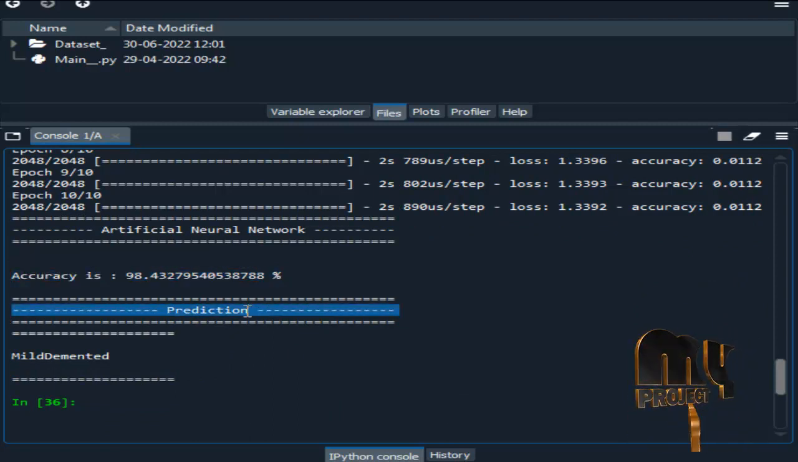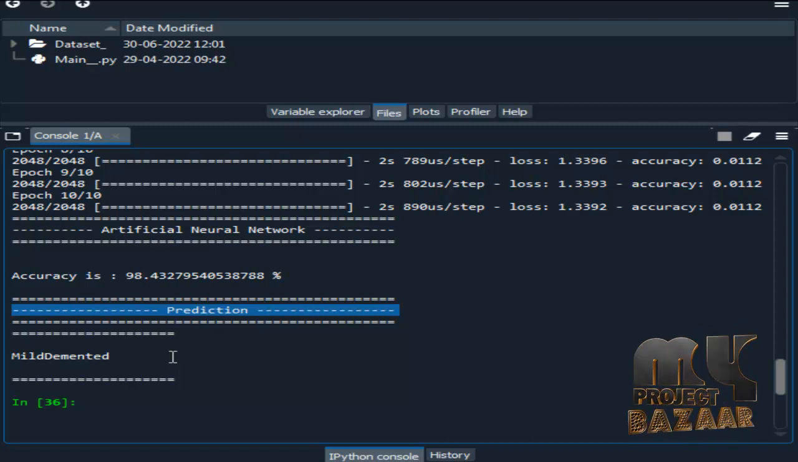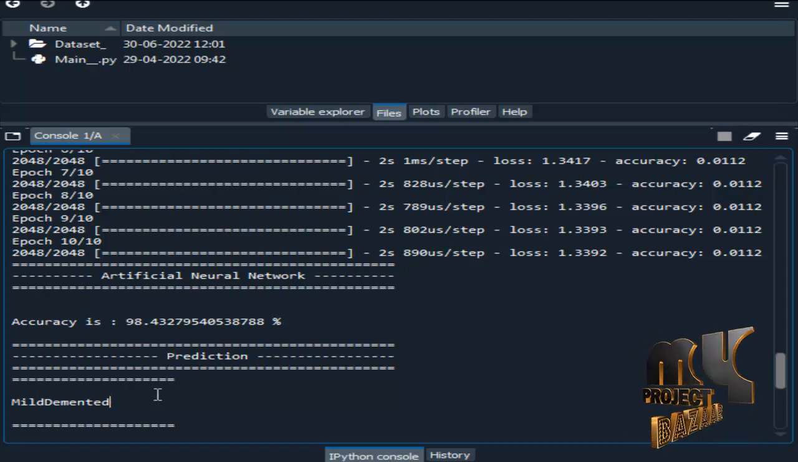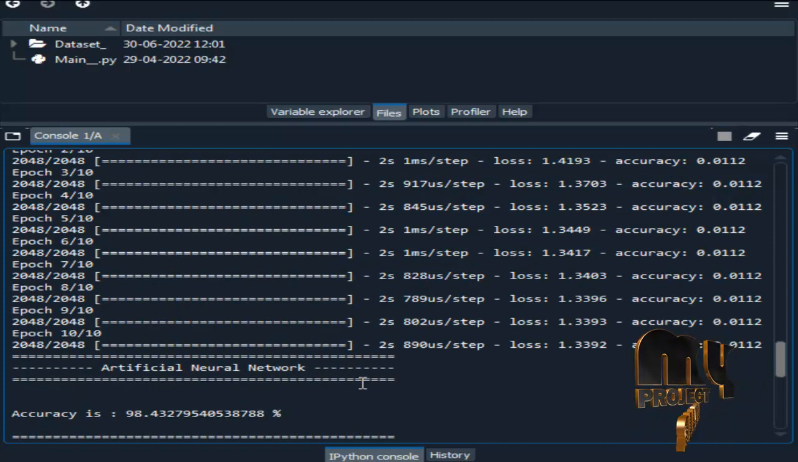Under prediction, the input image is mild demented. Based on the input image which we have selected from our dataset, the prediction is made according to that input image. So this is the output of our project.